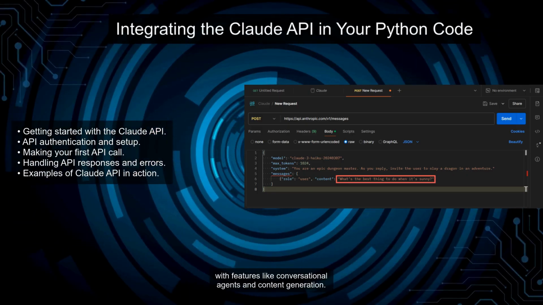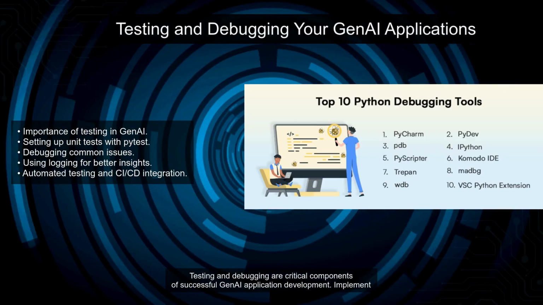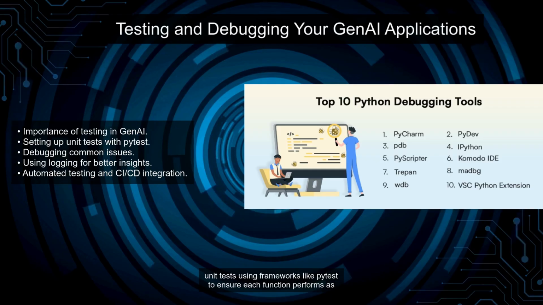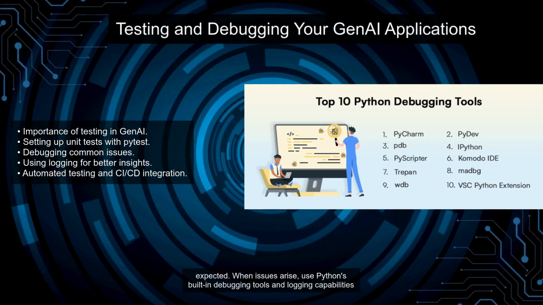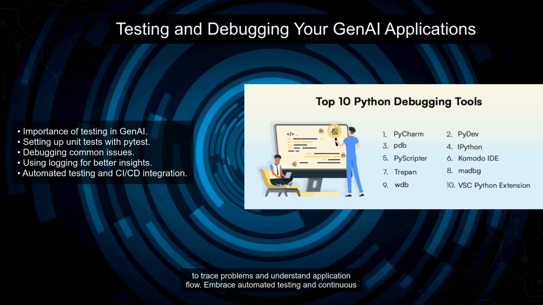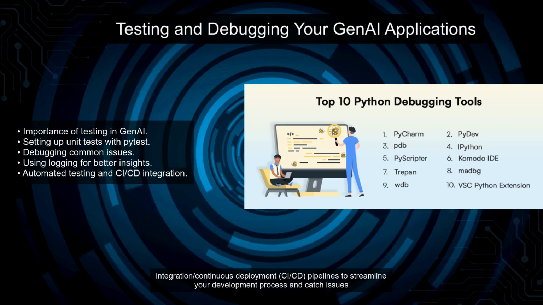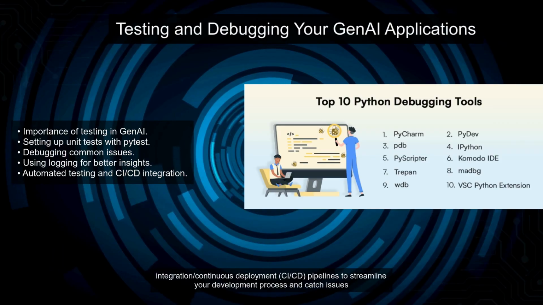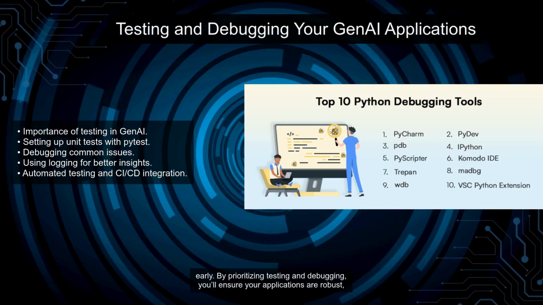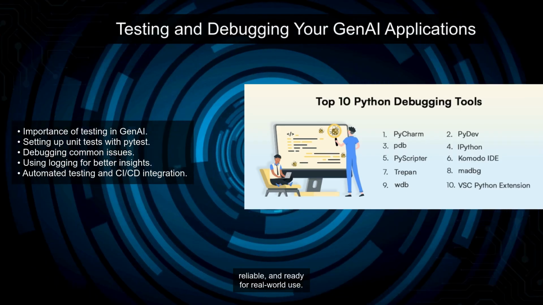Testing and debugging are critical components of successful GenAI application development. Implement unit tests using frameworks like PyTest to ensure each function performs as expected. When issues arise, use Python's built-in debugging tools and logging capabilities to trace problems and understand application flow. Embrace automated testing and continuous integration/continuous deployment (CI/CD) pipelines to streamline your development process and catch issues early. By prioritizing testing and debugging, you'll ensure your applications are robust, reliable, and ready for real-world use.